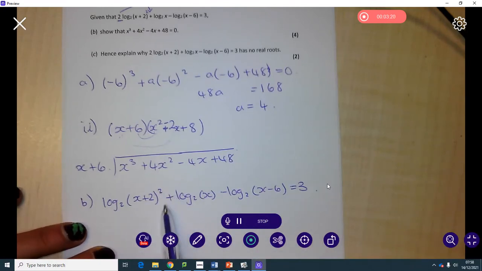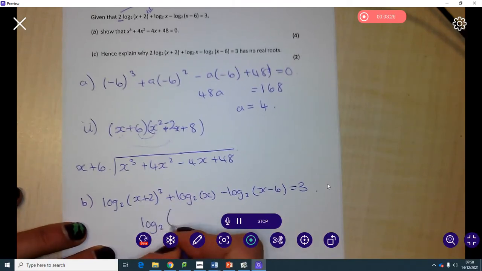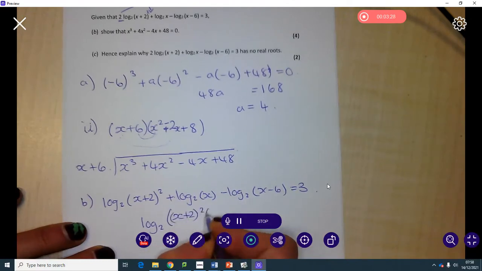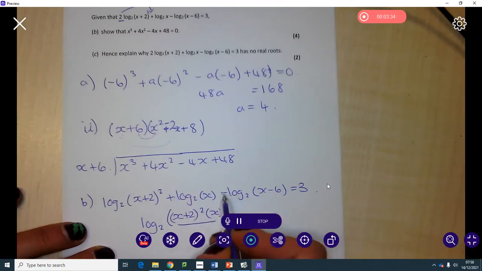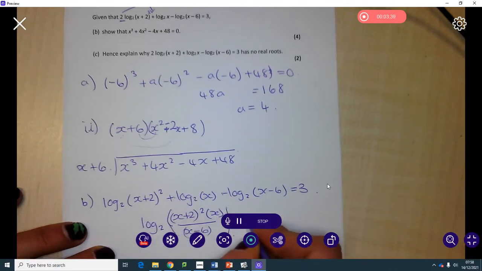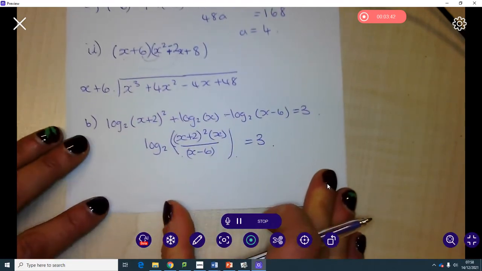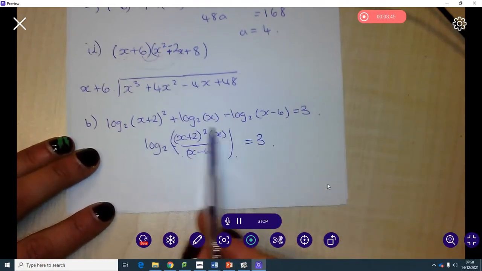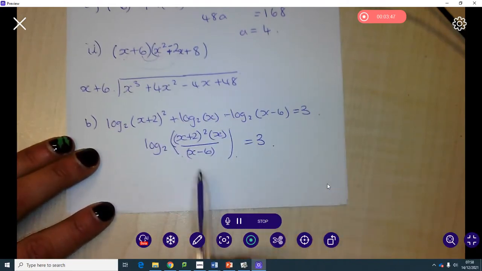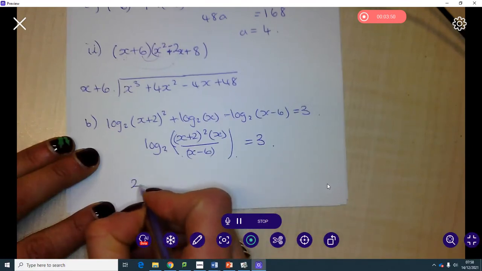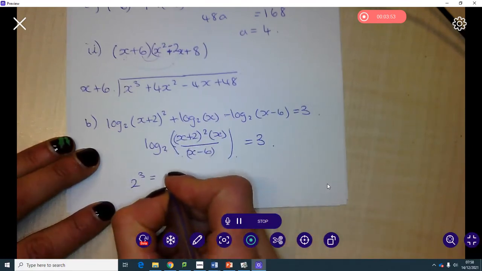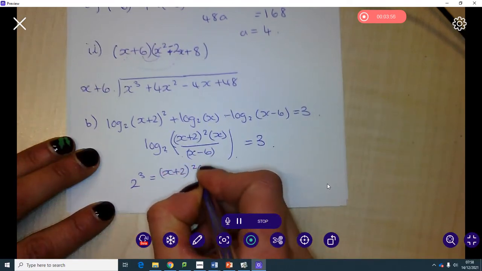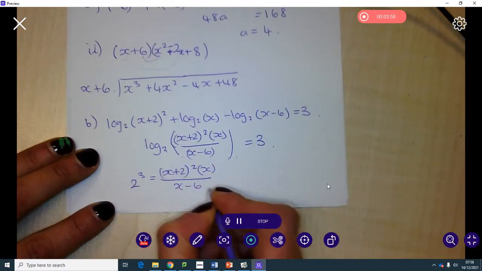So using the addition law, these two logs that are added we can write as a product. So that would be x add 2 squared multiplied by x, and then the subtraction law tells us we can divide by the x take away 6 to condense that into a single logarithm, which is equal to 3. Now that we've got a single log equals a constant, we can take it out of logs. So 2 to the power of 3 is equal to this function, so x add 2 squared multiplied by x divided by x take away 6.